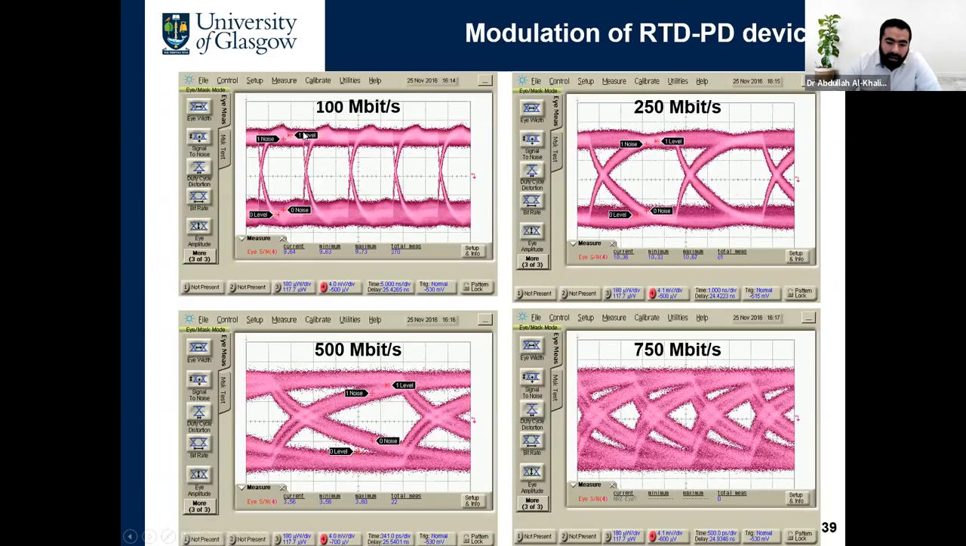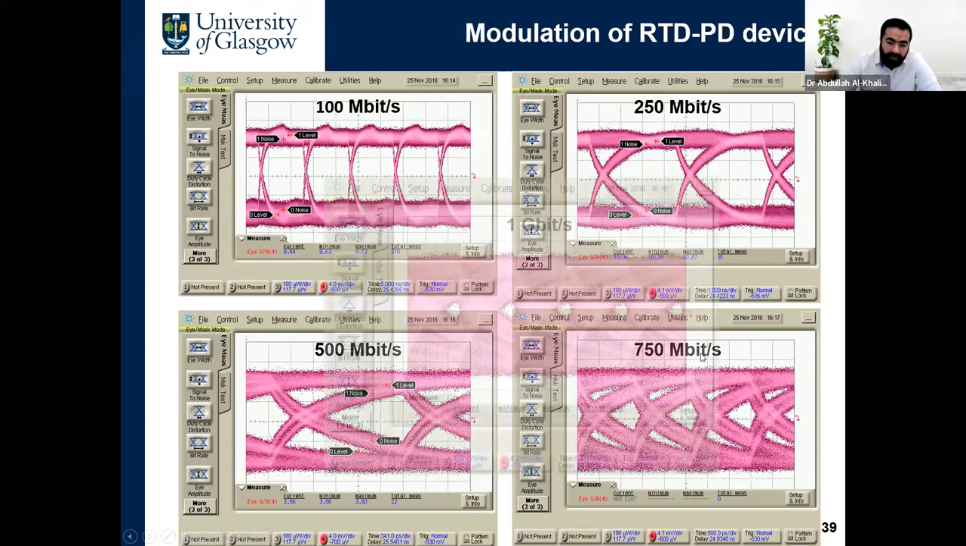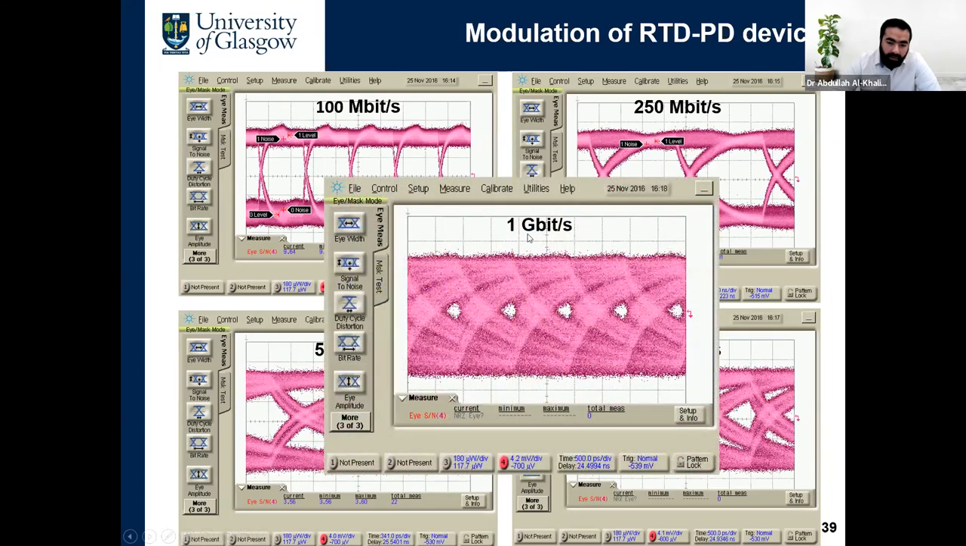This is how they look. So we have 100 megabits. So these are optically generated data or eye diagrams. So we have 100 megabits up to 750, and then the eyes will start to close at 1 gigabit per second. So this is just to show that we can do electrical modulation and also optical modulation.